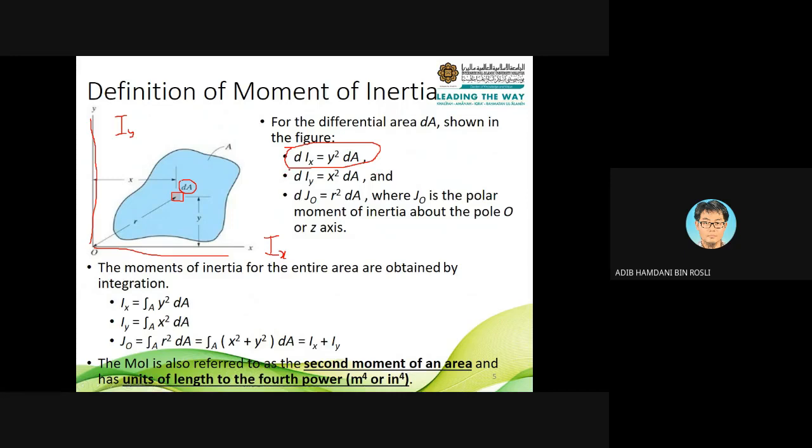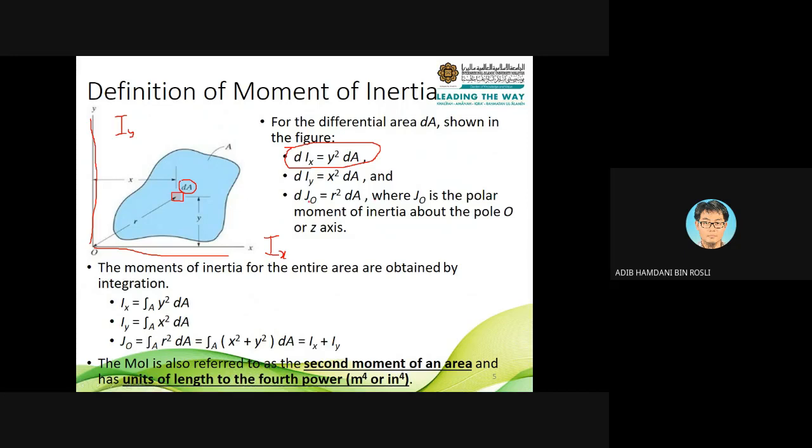The same goes for dIy. If you want to find the differential moment of inertia with respect to y, dIy equals x squared dA. x is this length, right? This is x. x squared times dA, and dA is dx dy.